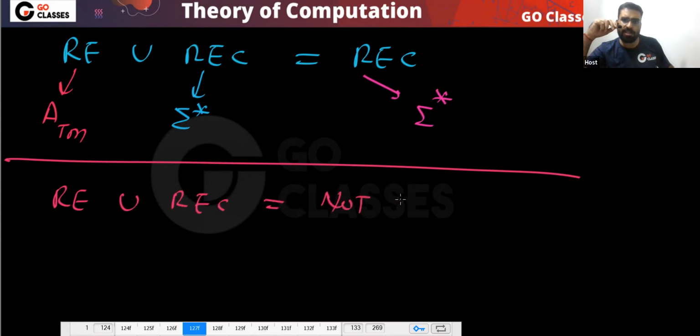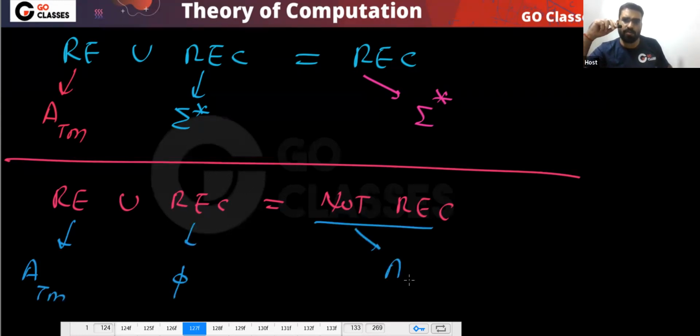Next, what is the counterexample for this? Can you give an example? You can take ATM here, and you can take the empty language here. So the union also will be ATM. Clear? Tell me, yes or no? So quite simple. Is this clear?